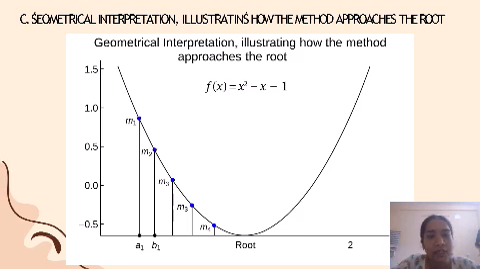After that, the eighth slide is the geometrical interpretation. Geometrically, the bisection method works by narrowing down the interval where the graph of the function crosses the x-axis. Then each midpoint estimation gets closer to the root. Imagine zooming into the curve between two x values, watching the interval shrink towards the point where the graph intersects the x-axis.